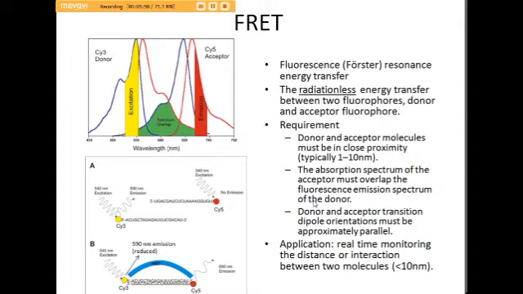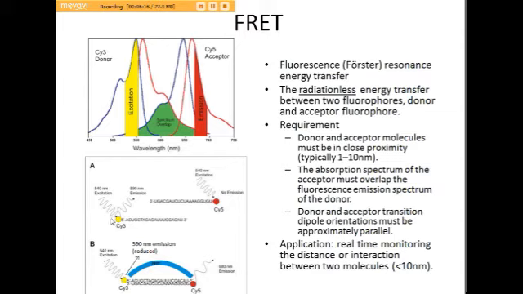And the last requirement is that the donor and acceptor transition dipole orientations must be approximately parallel. This is the dipole requirement. Only if all these three requirements are fulfilled could there be FRET between the donor and acceptor fluorophores.